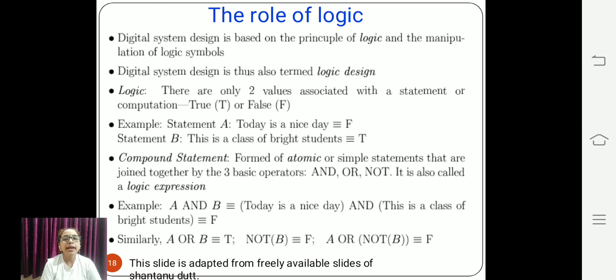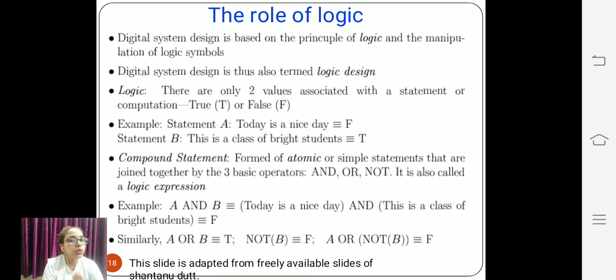Example, A and B. Here A and B means AND gate. I am using AND. So I can write that A means the statement A I have written here, today is a nice day. After that I put AND. After that B, in place of B I write statement B: this is a class of bright students. Today is a nice day and this is a class of bright students.